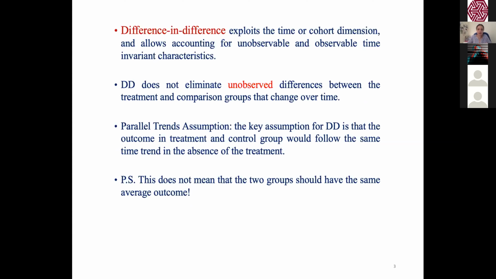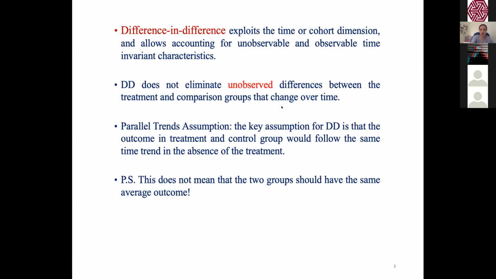Using difference in difference allows us to consider the unobservable time invariant characteristics, but still we will have the problem of the unobserved time varying characteristics. This already exists. The difference in difference is based on an important assumption called the parallel trends assumption. This parallel trend assumption assumes that the outcome in the treatment group and the outcome in the control group will follow the same trend over time if there is no treatment, if there is no any problem.